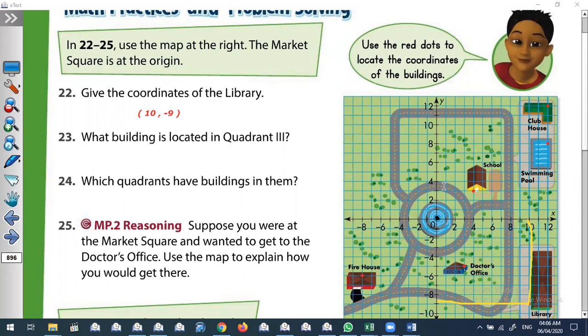Let's clear this. What building is located in the third quadrant? This is the first quad, second quad, third quad, fourth quad. The third is the Firehouse. So the building located in quadrant 3 is the Firehouse.